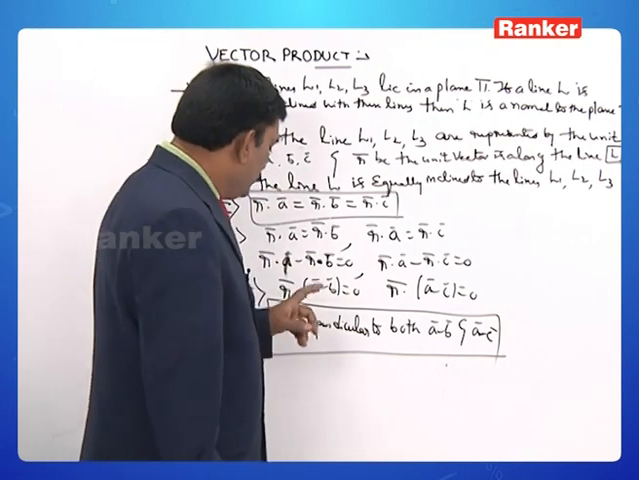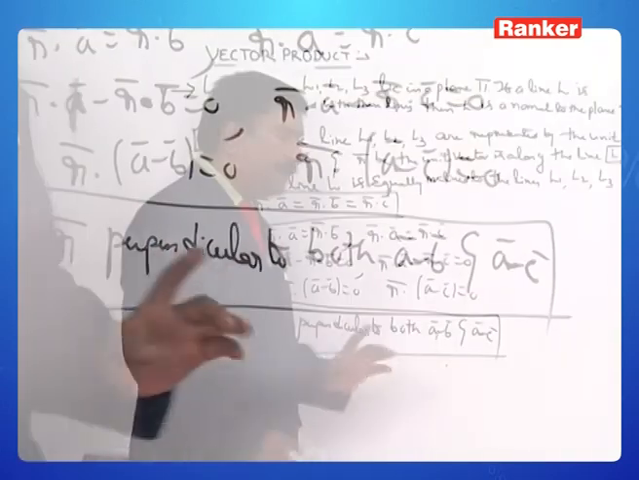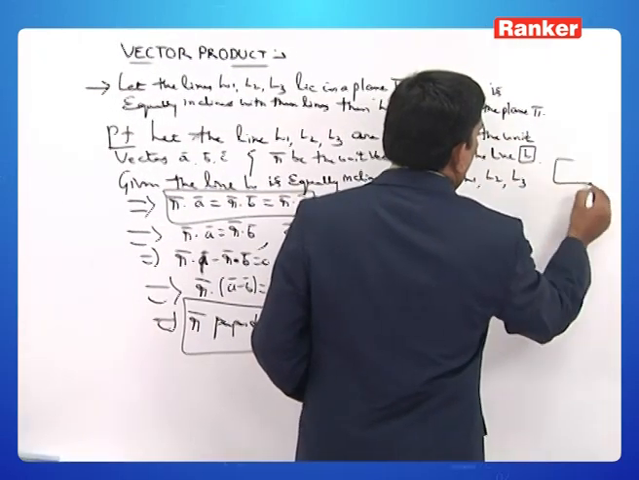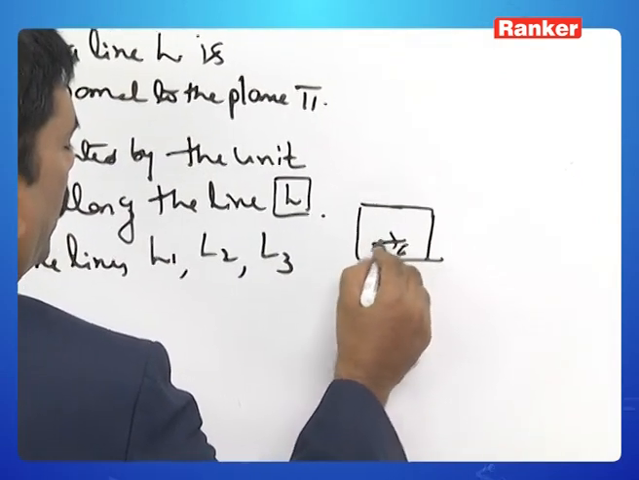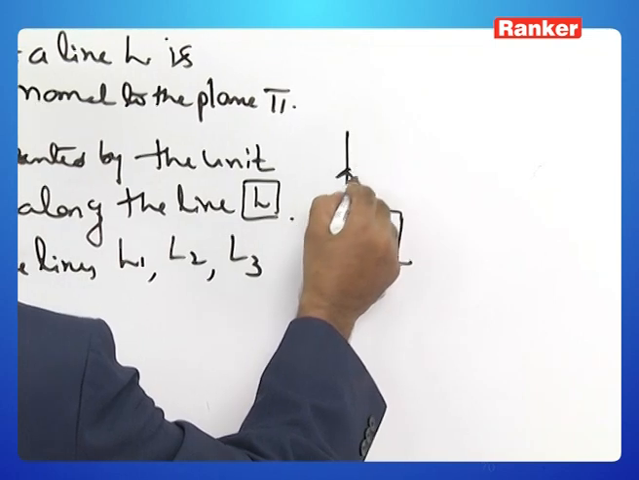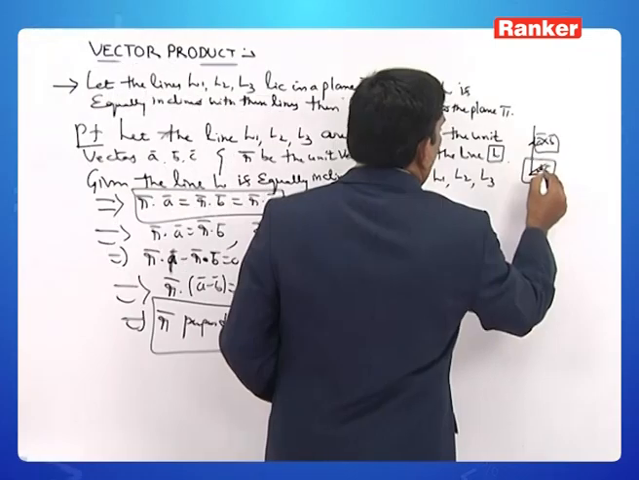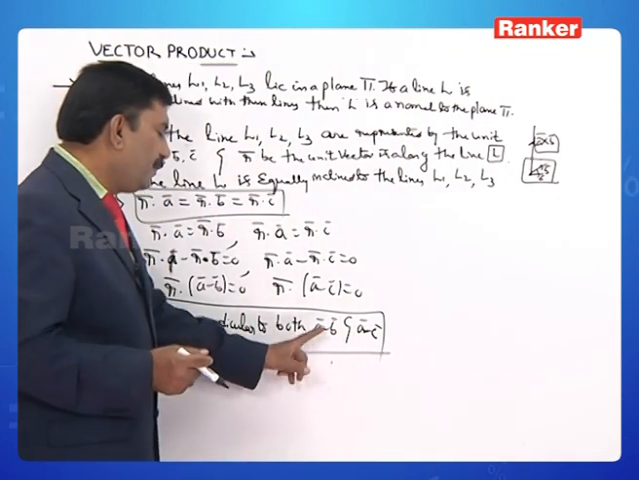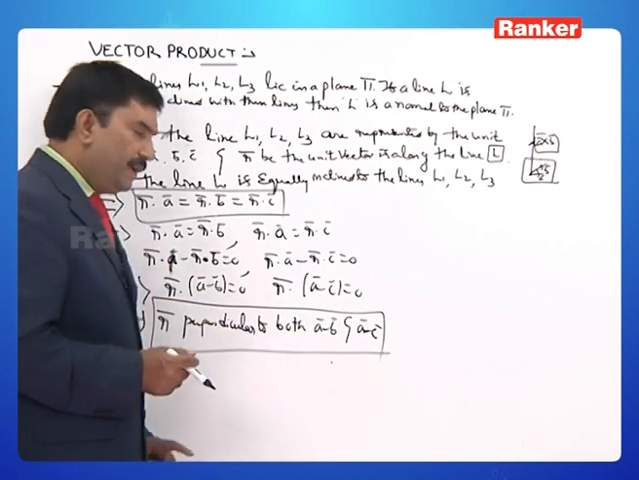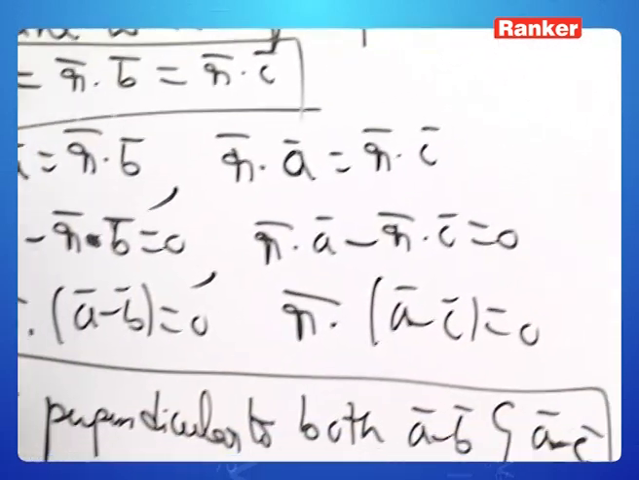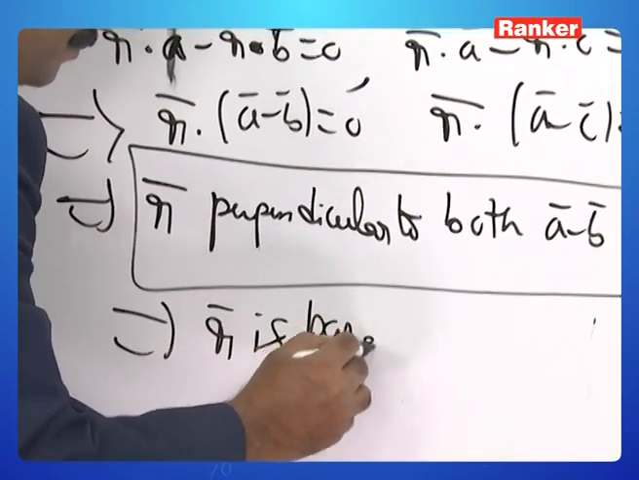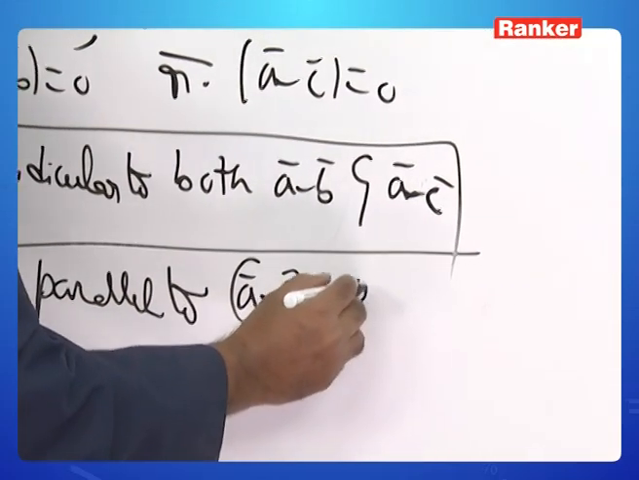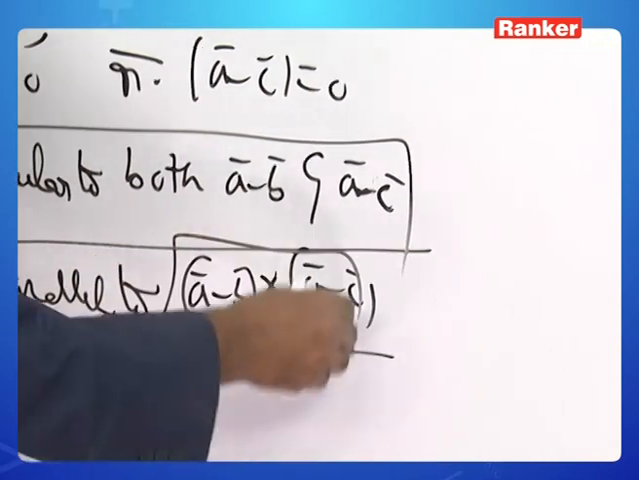Which implies r bar is perpendicular to both a bar minus b bar and a bar minus c bar. You can very well observe, if I take a bar and b bar, according to cross product, a cross b is the vector which is perpendicular to both a bar and b bar. So when r bar is perpendicular to both a bar minus b bar and a bar minus c bar, it implies r bar is parallel to a bar minus b bar cross a bar minus c bar.